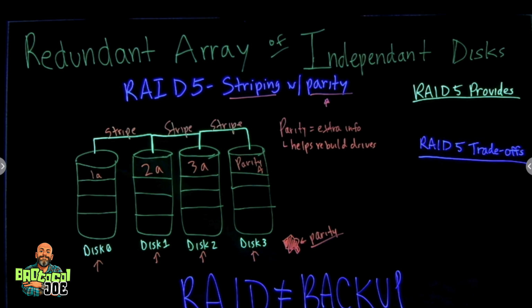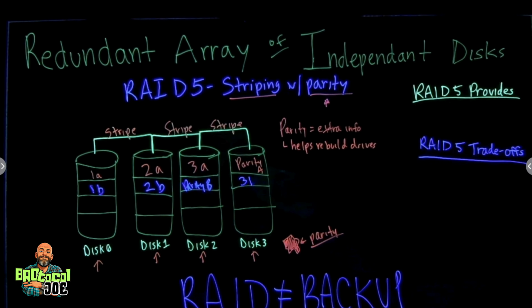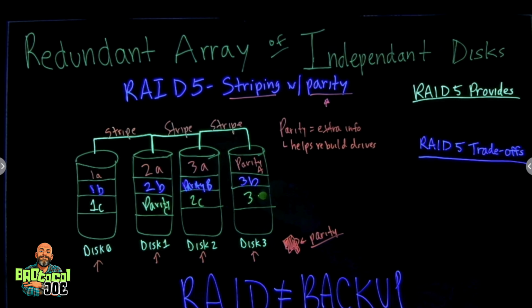Alright, so next, let me change colors real quick. We'll do 1B, yeah, let's do this. Let's make this simple. 1B, we'll do 2B, we'll do parity of B, and we will do 3B. So let's go to block C. Block C we're going to do, let's start off with 1C. So disk 0 will have 1C, then we'll do the parity of C, and then we'll have 2C and 3C.